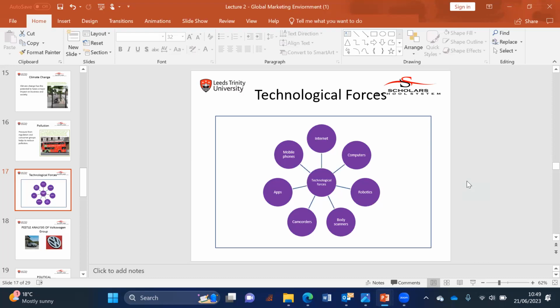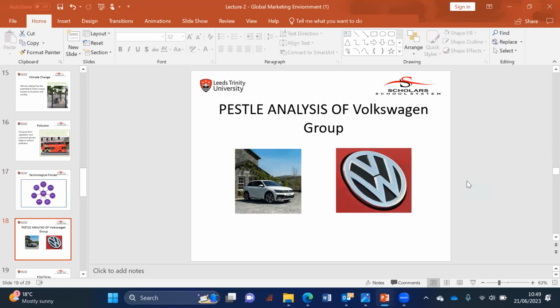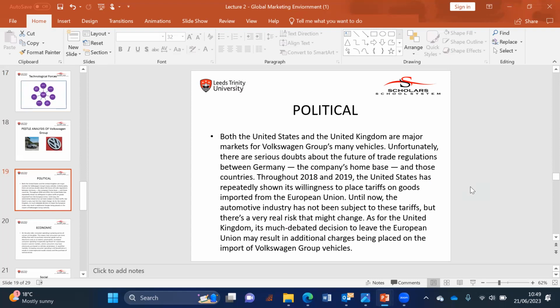So it's very important for businesses to keep an eye on these type of forces in the environment, see what kind of new technology, what kind of new trends are happening in the market. So in this slide, there's a PESTLE analysis of Volkswagen. I'm not going to go into detail with this, but we're going to have a quick overview.